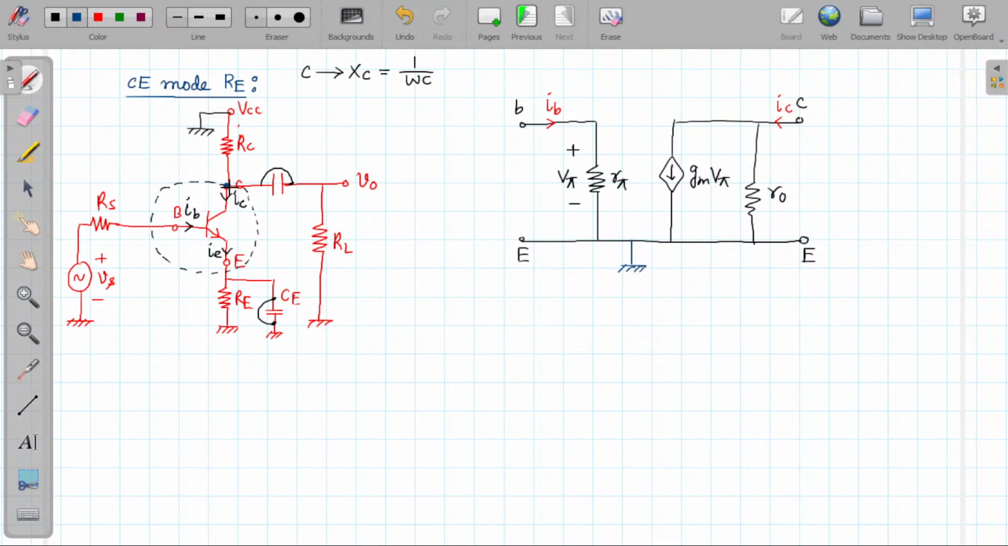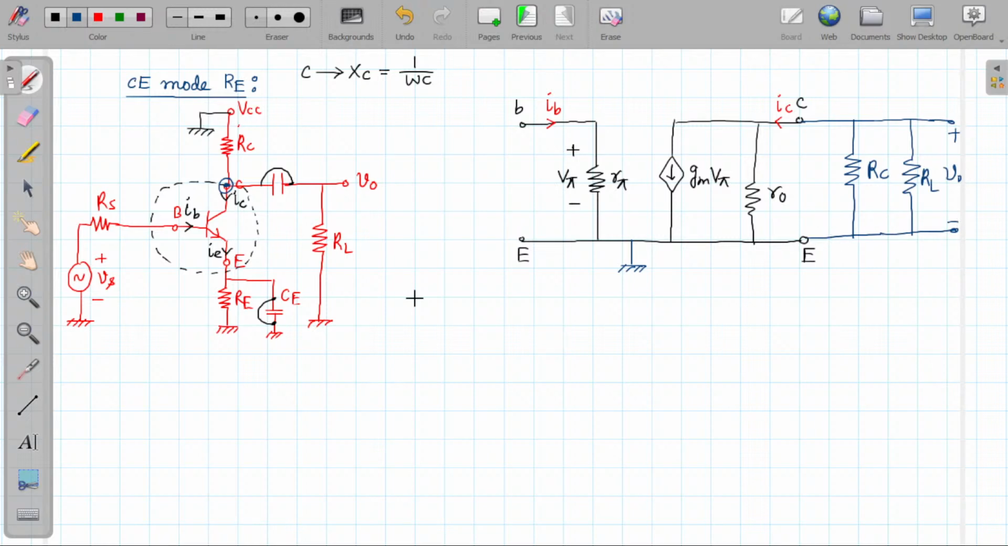Now the collector terminal is also grounded by RC. So this is the RC terminal. RC will be grounded to the collector terminal. Now again, the collector terminal will also be grounded through RL. So there will be RL also. Across RL we are getting the output voltage. So this voltage is the V0 voltage.